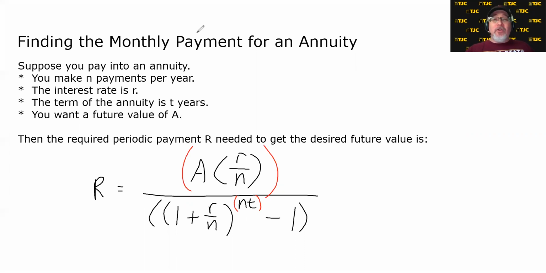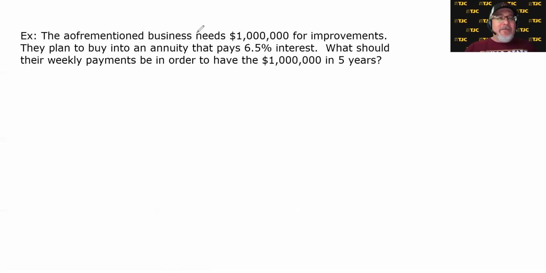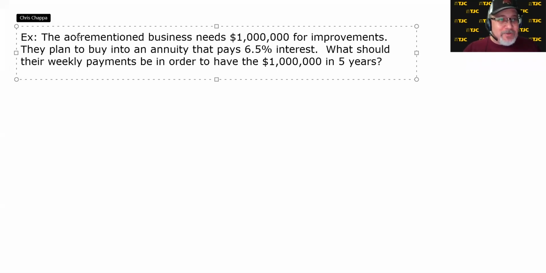So the safer thing to do if you're not sure is to go ahead and put the extra set of parentheses around the side of a fraction. It will never be wrong to put them. It could be wrong to leave them off though. All right, so let's go back to the aforementioned business, or as I like to say, the AO-free mentioned business.